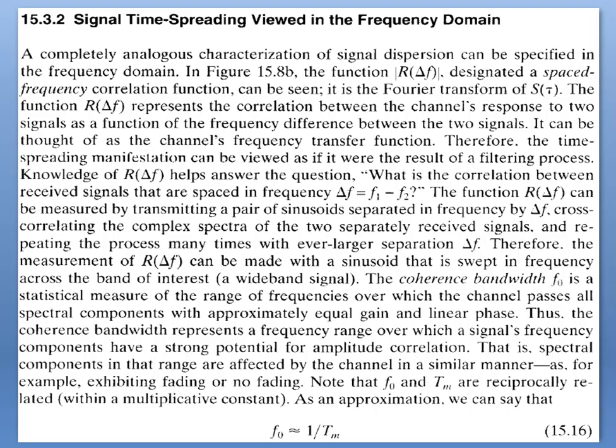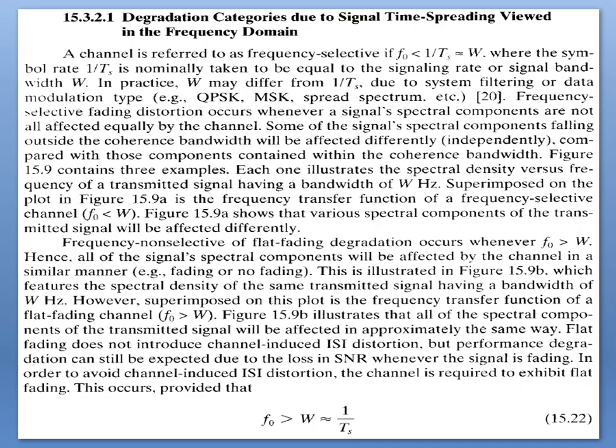The delay spread and the coherence bandwidth are related to the channel multipath characteristics, which differ for different propagation paths. It is most important to note that neither of the parameters in these equations depends on the signaling speed. A system's signaling speed only influences its transmission bandwidth W. Now we are moving to the next category, degradation due to signal time spreading viewed in the frequency domain. Already we completed the time domain. Now we move to the next part, the frequency domain.